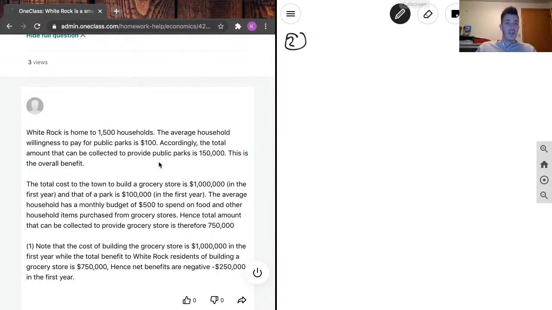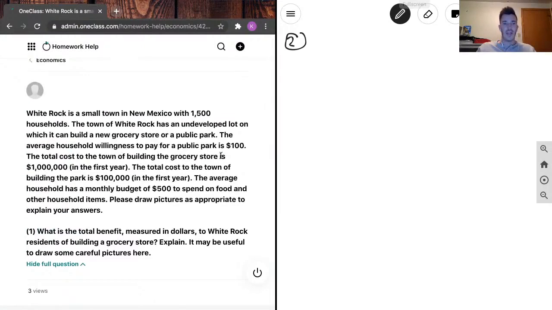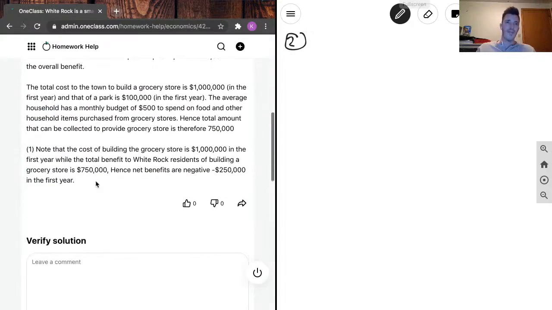The average household willingness to pay for public parks is $100. Accordingly, the total amount that can be collected to provide public parks is $150,000. This is the overall benefit. And you'll notice that that's more than the total cost. However, that's not the question. It's not asking about the park. It's asking about the grocery store.